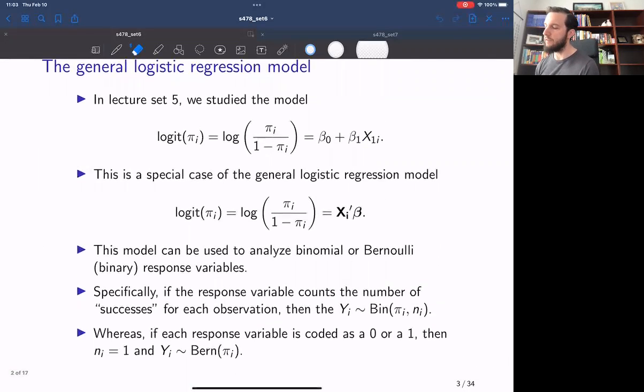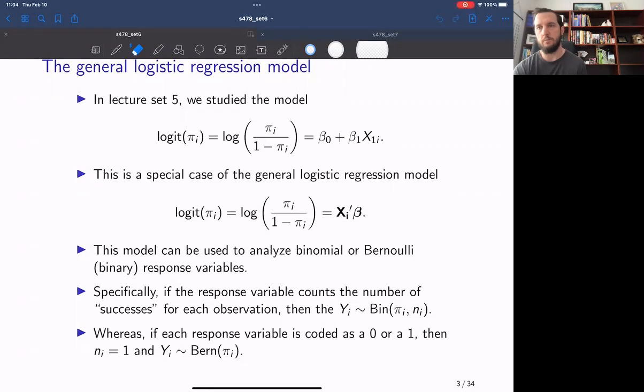All right, so as a refresher, in lecture set 5, we studied the simple logistic regression model. Again, when I say simple logistic regression model, I mean the model that only has one explanatory variable. This is a special case of the general logistic regression model, the same way the SLR model, the simple linear regression model, is a special case of the MLR model, the multiple linear regression model.